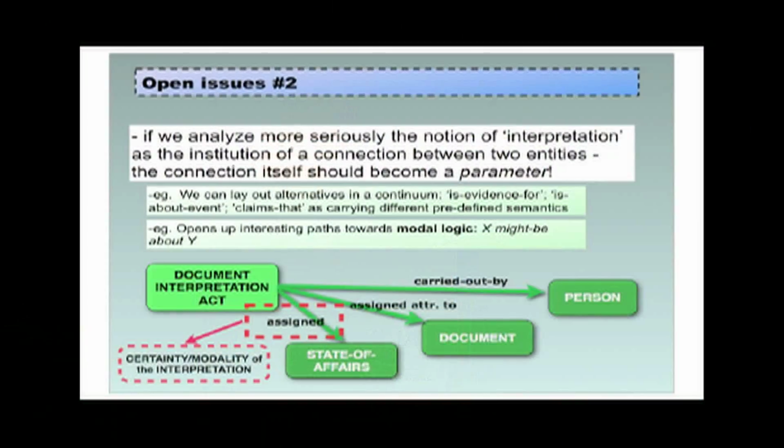Moreover, by taking our last consideration further, we realize that the notion of interpretation, intended as the institution of a connection between 2 entities, doesn't seem attached to any connection in particular. So it becomes plausible to have a range of possible relations that we can use for characterizing the way we create these connections. We could organize these relations within a continuum according to their strength, for example, so we might decide to have 3 possible evidence relations according to the degree of certainty historians may have.